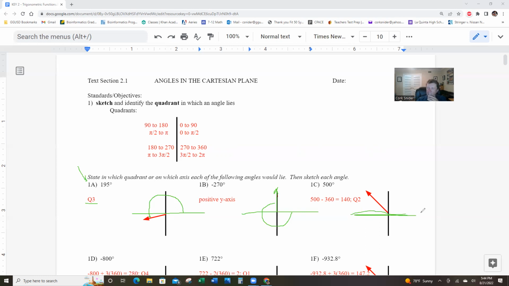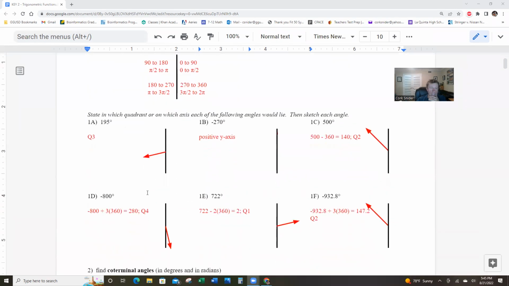It's on the positive y-axis. And the last one is 500 degrees. So 500 degrees, this is positive. So it takes a full revolution going around once. That's 360. And then it goes 140 degrees more. Now this is 90 more. So it ends up in quadrant 2. And that's how you would draw it, with the circles representing the fact that it went around once.